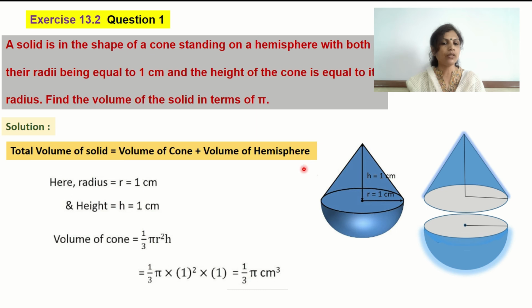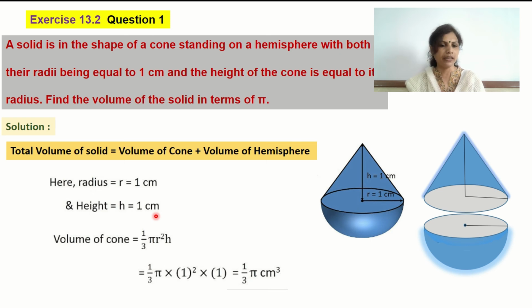Let's first find out the volume of a cone, and the formula for volume of a cone is equal to 1 by 3 pi r square h. So we need the value of radius, we need the value of height. Radius is 1 and we are given that the radius and height both are equal, so height is also 1 centimeter.